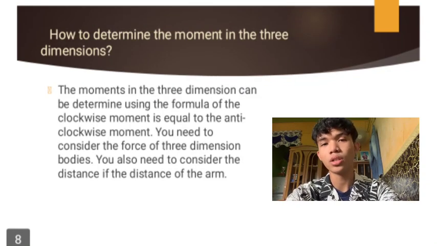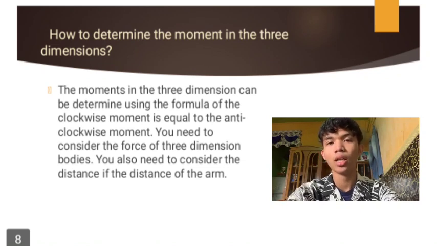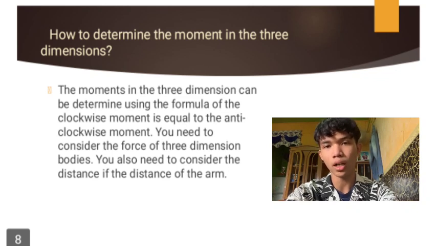Next question, how to determine the moment in 3 dimensions? The moments in 3 dimensions can be determined using the formula where the clockwise moment is equal to the anticlockwise moment. You need to consider the force on 3 dimension bodies, and you also need to consider the distance of the arm.